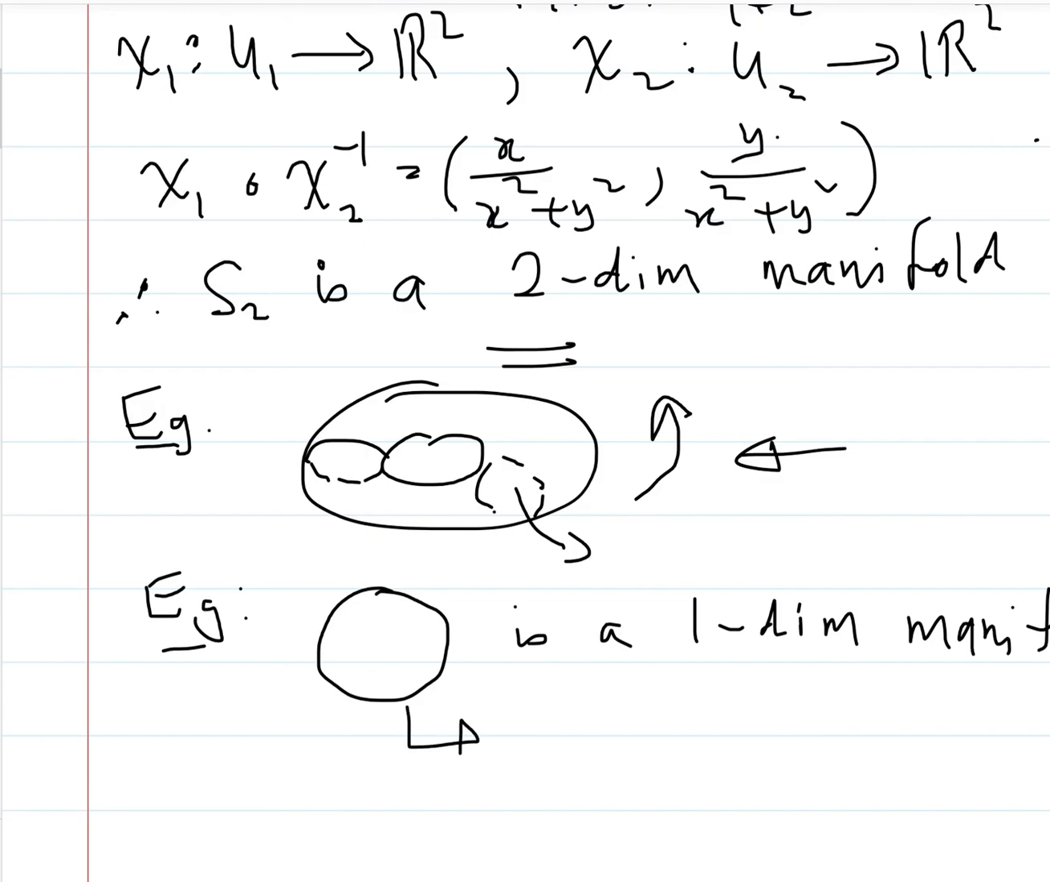Here, of course, it is just the circumference of the circle we're talking of. So it has a dimension of 1. It's clear that if you take the circumference, you can open it up into a straight line, and a line is of dimension 1.